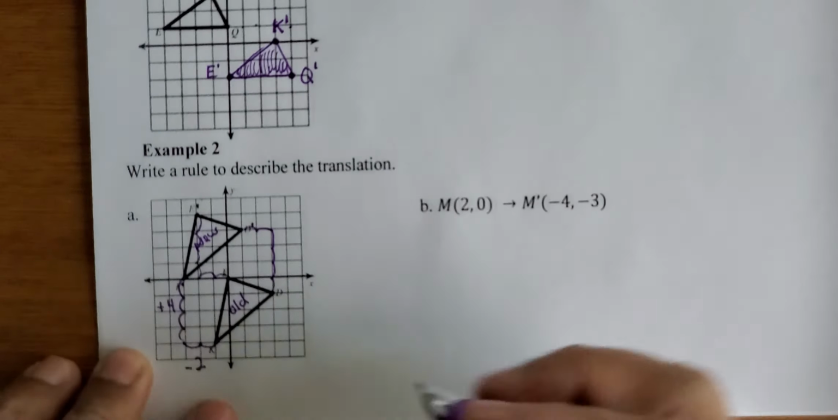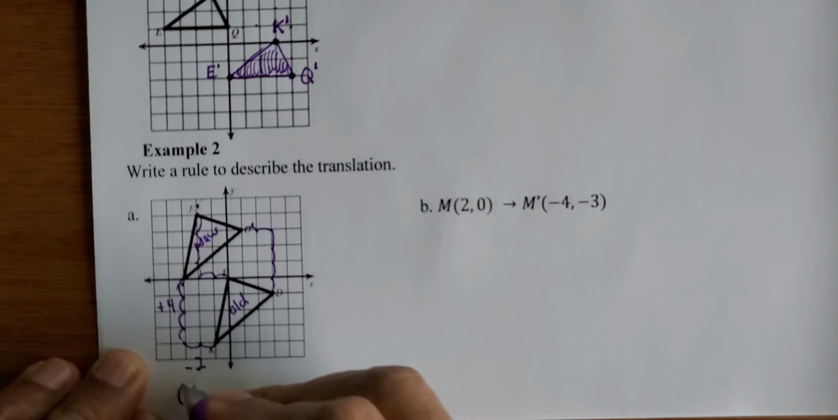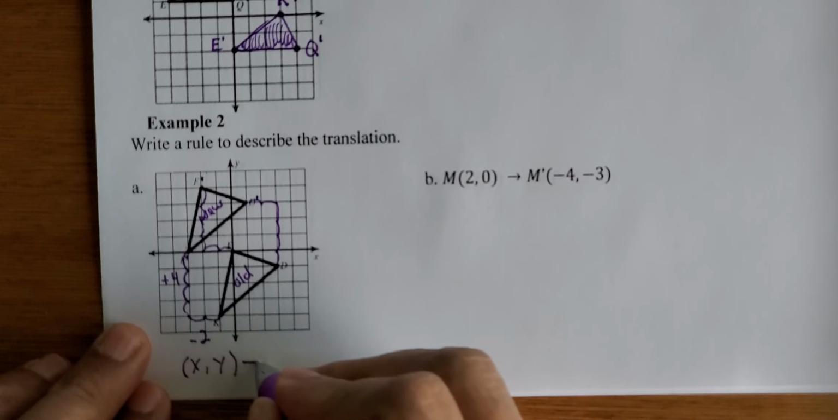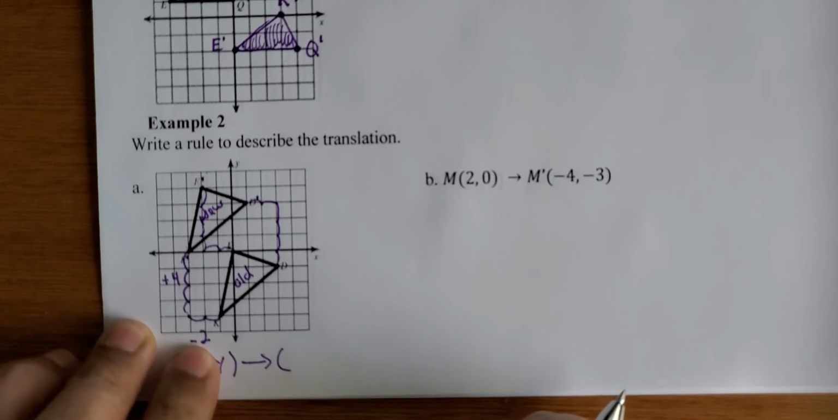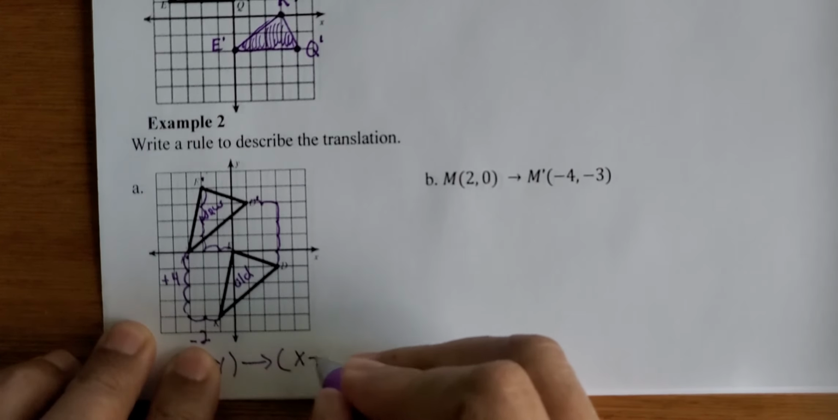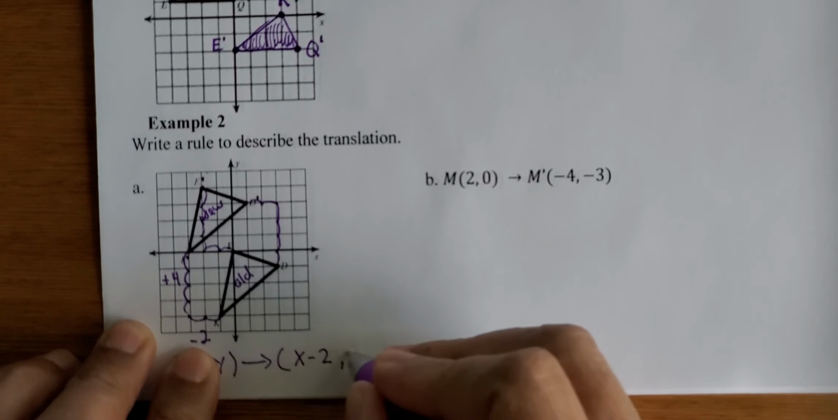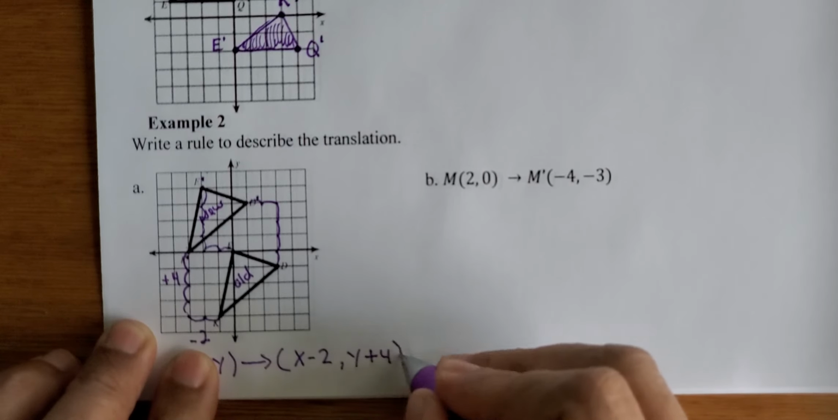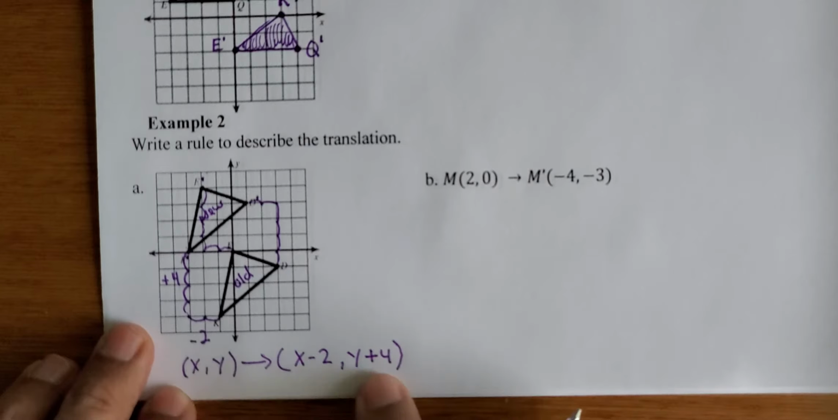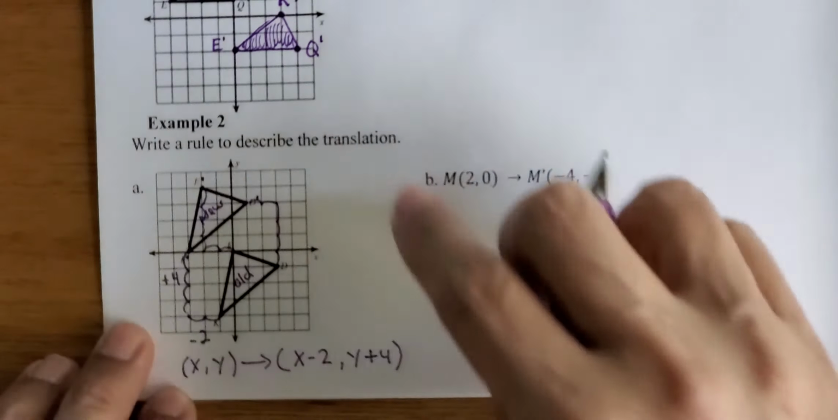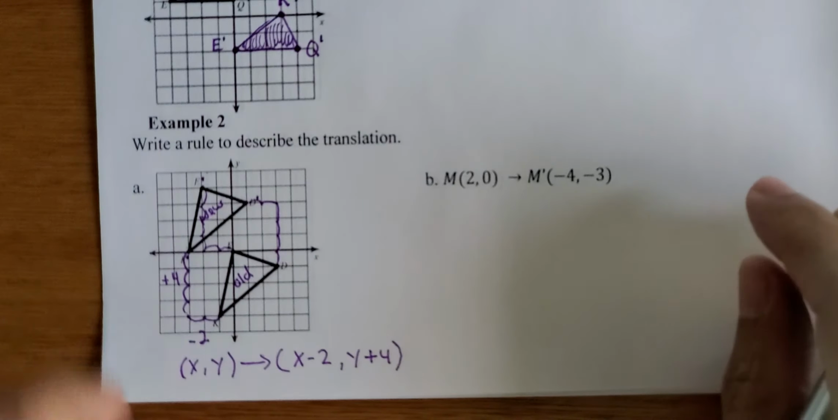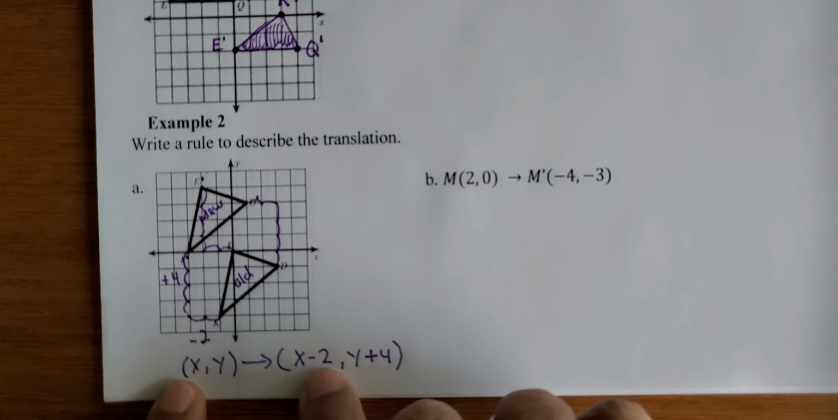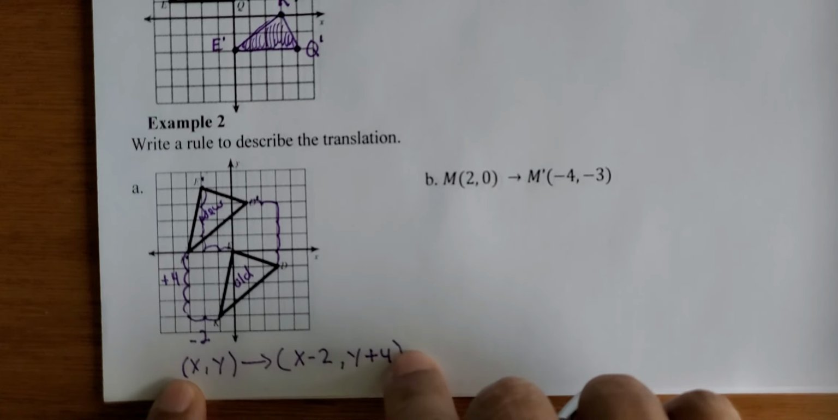Now to write the rule, I'm going to take the x coordinates. I'm going to state that here. And what am I going to do to the x values? This is saying left 2, so that means I'm going to subtract. So to the x values, I'm going to subtract 2. And to the y values, this went up 4, so I'm going to add 4 to the y value. So this will be the rule that will tell me what happened in this transformation. This is a translation of the x and y values of x minus 2 or left 2 and y plus 4 or up 4.